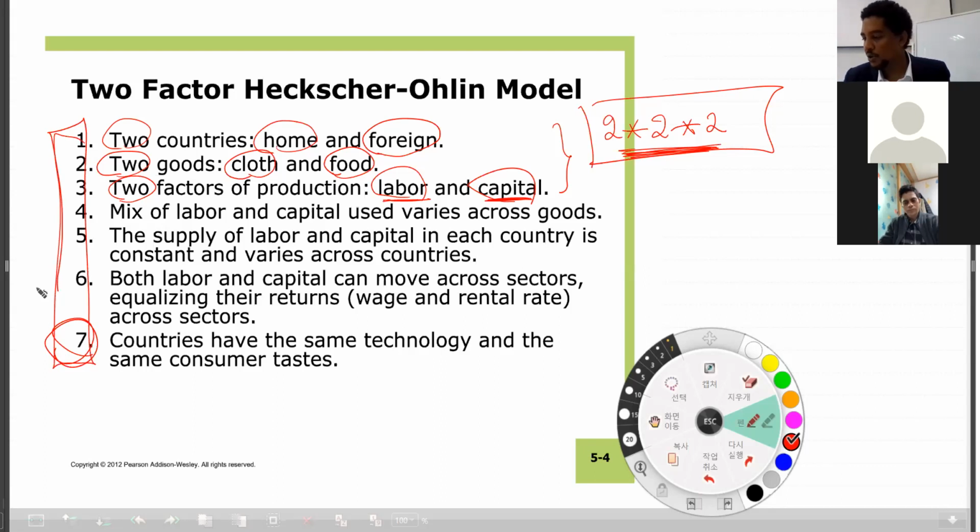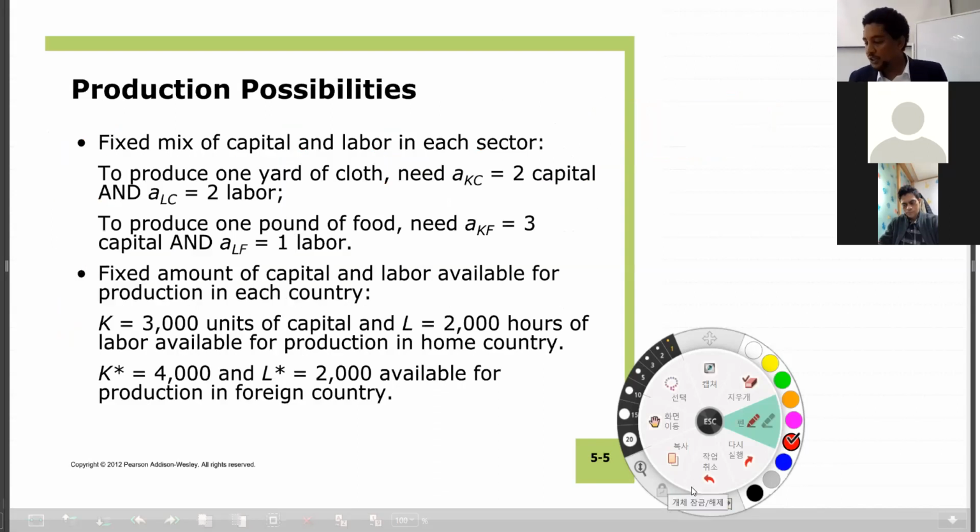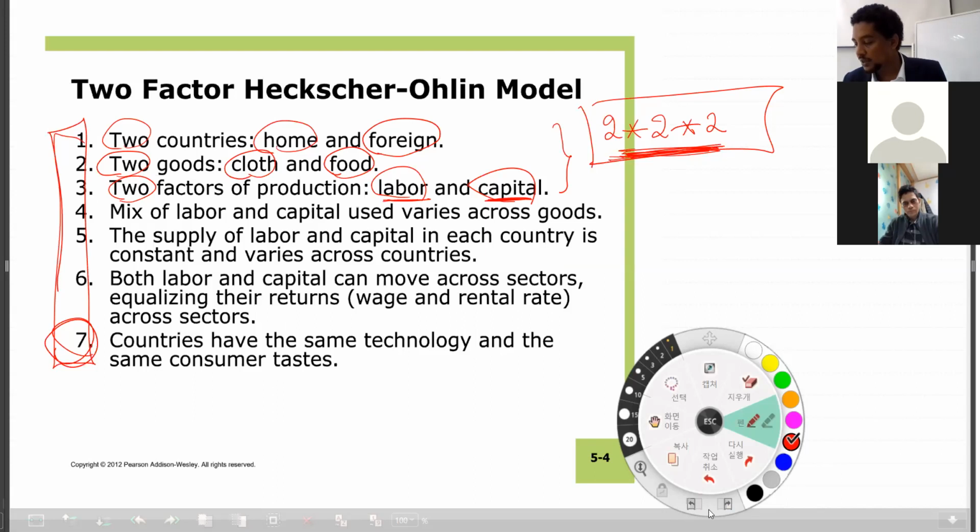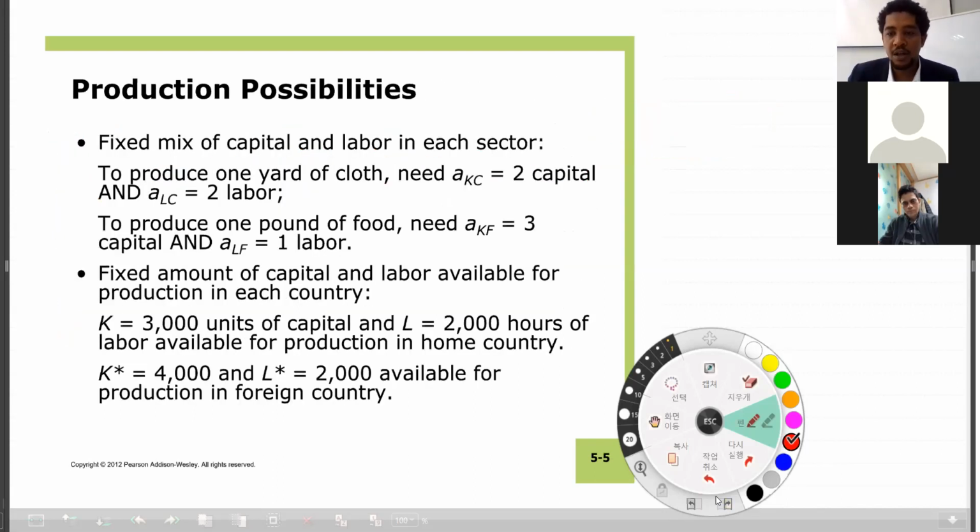This Heckscher-Ohlin model is called the 2 by 2 by 2 model, as I've said. Then let's proceed. Just like the production possibility frontier that we had in the Ricardian model, we are now trying to draw the production possibility frontier. I guess you know what production possibility frontier means. It is the optimal number of two different products a country can produce by consuming all the resources it has.